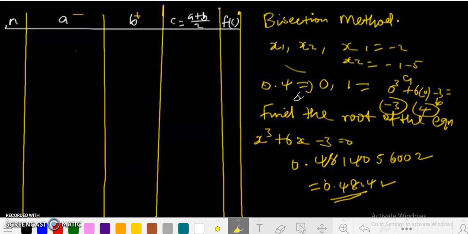So now that we have evaluated this equation and we got the root of the given equation, which is 0.4814, let us go ahead and use our table to make sure that we get the same answer, applying this formula where A will be negative and B is going to be positive. So let us jump into it. Stay tuned and enjoy the bisection method.